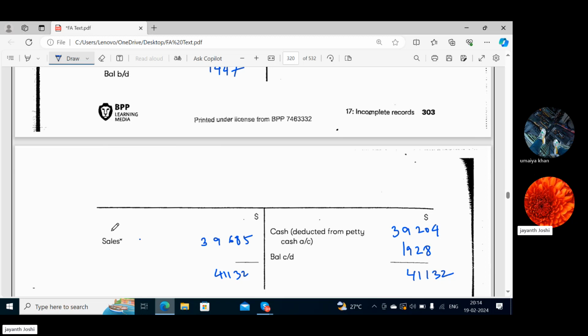Actually, that was the question. We have to find the amount of sales. So this is how we found the amount of sales. Closing balance plus cash received or amount received from customers minus opening balance of receivables. Shall I put it in formula? Closing balance plus amount received minus opening balance.